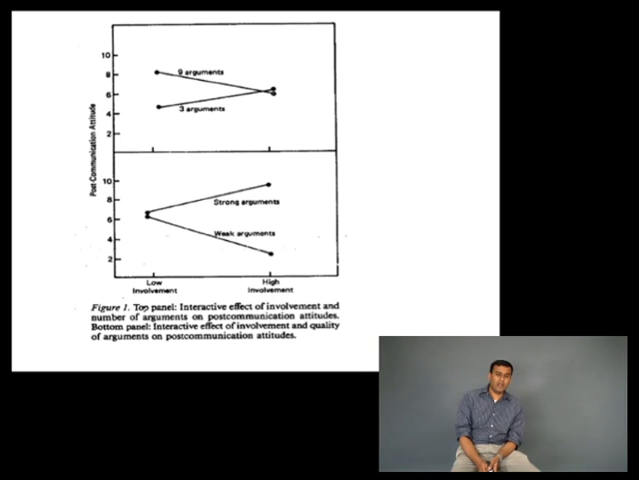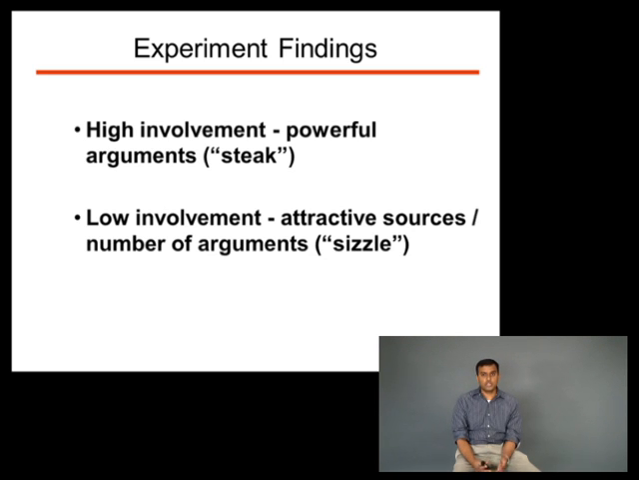Okay, that's just one of the findings that you will get, and this article is a part of your reading packet with this class. What I would suggest is read it exhaustively, and it lays out different conditions under which you would probably push peripheral processing, and different other conditions where you push central processing. But the true finding is that basically, with high involvement, you use powerful arguments, and basically you sell the steak, and if it's low involvement, you use attractive sources or the number of arguments, and you sell the sizzle. And so here's a formal model of how the ELM model looks.